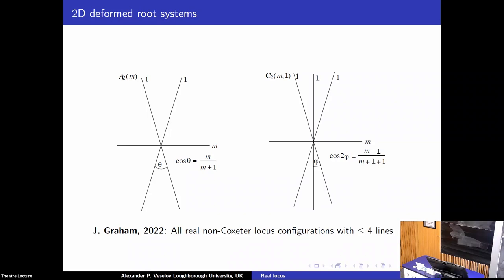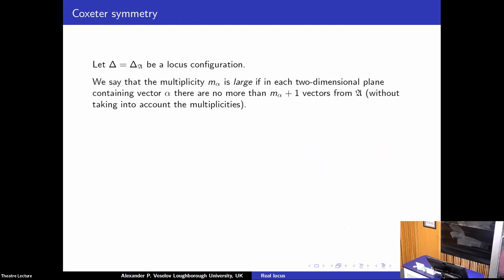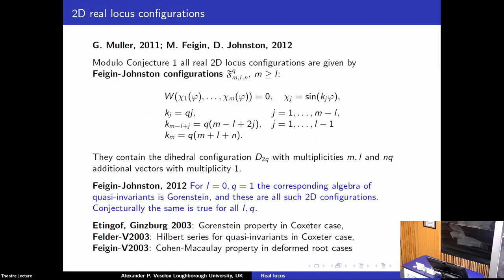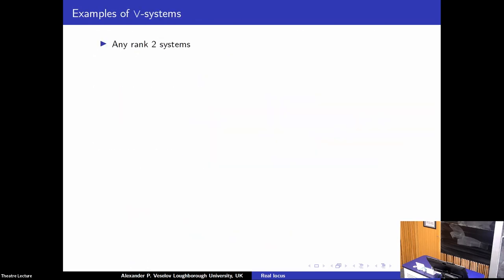I don't know the significance of this, right? The first deformed system we discovered was dual to restriction, but we didn't have the idea that there is any real relation. In fact, this link with restriction of Coxeter systems now seems to be very, very important. So let me go back to classification.